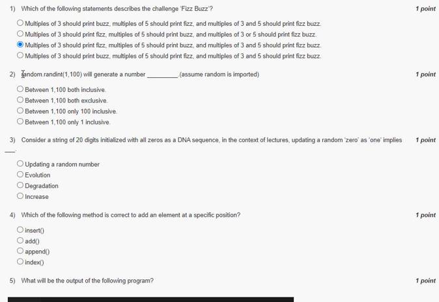And the second question: random.randint(1, 100) will generate a number dash. The answer for the second question is option A. Between 1 and 100, both inclusive. That means both 1 and 100 should also be included in that result. So option A.